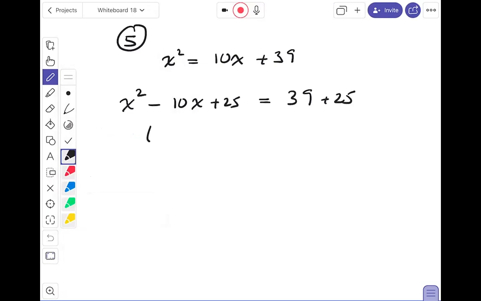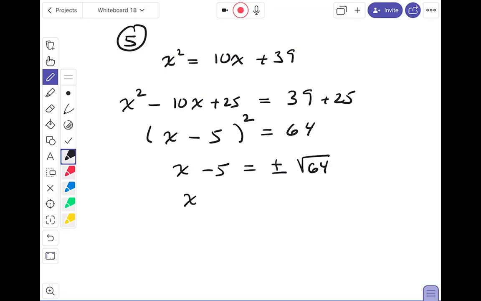On the left side, we get a perfect square, and that's going to be x minus 5 squared. Let's see, on the right side I guess 64, right? Yep, 64. So what I'm going to do now, square root rule. x minus 5 equals plus or minus the square root of 64. Let me keep going. x minus 5 equals plus or minus, well, the square root of 64 is 8. Add 5 to both sides, and you get 5 plus or minus 8.